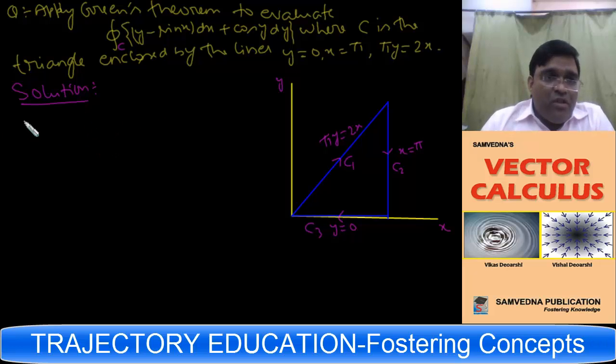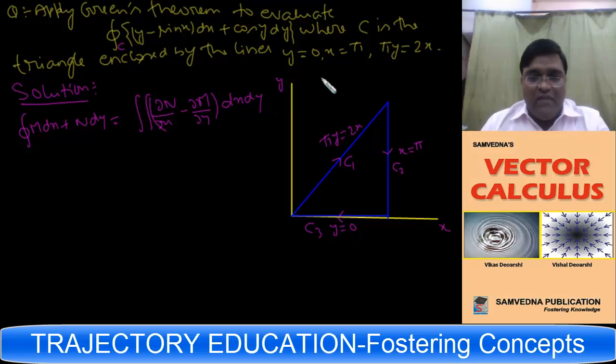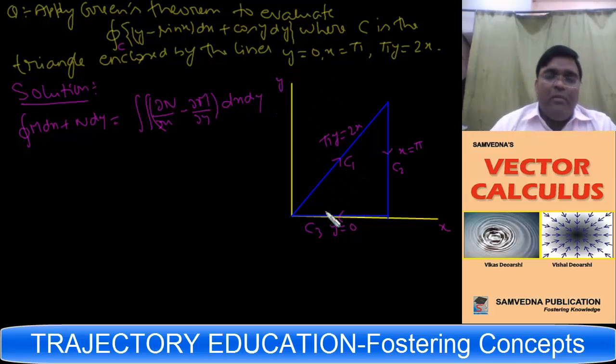From Green's theorem, we know that the line integral of M dx plus N dy equals the double integral of (dN by dx minus dM by dy) dx dy. Here I'll make one point very clear. I have oriented this curve in this direction, but when the curve is oriented in this direction, the line integral is not equal to this double integral. In Green's theorem, it has been clearly written that the curve has to be oriented.